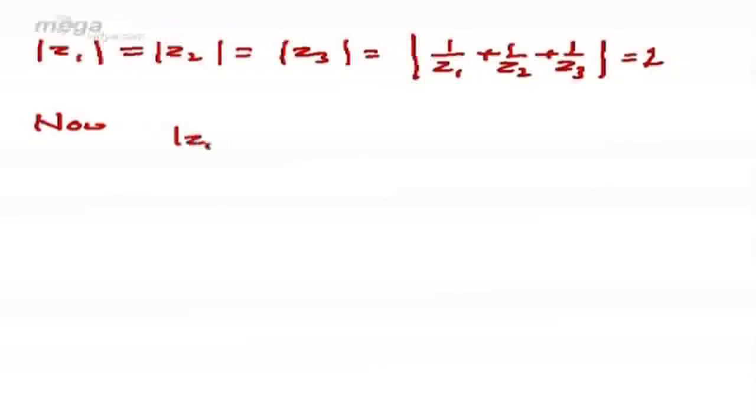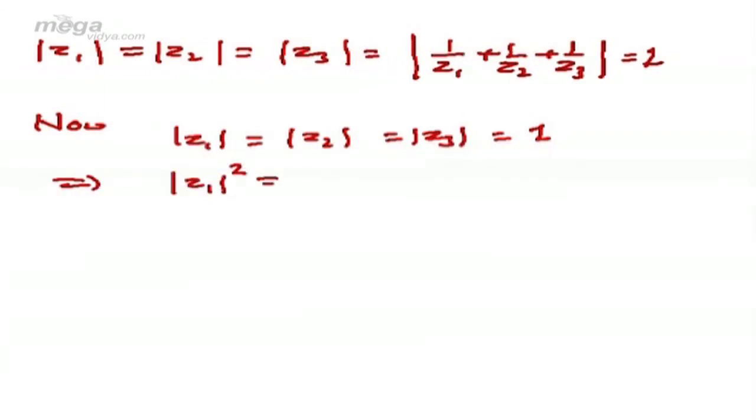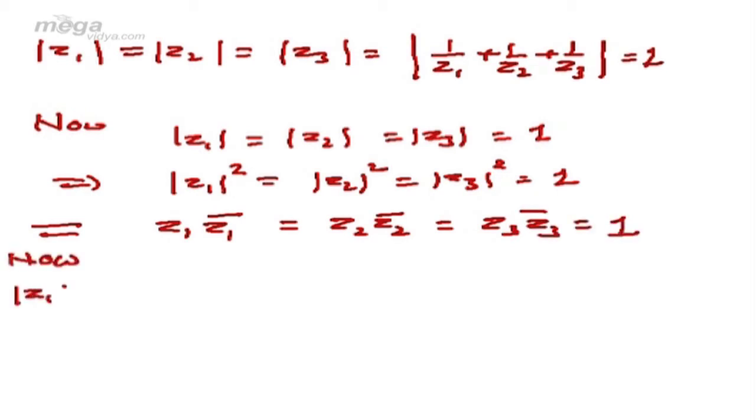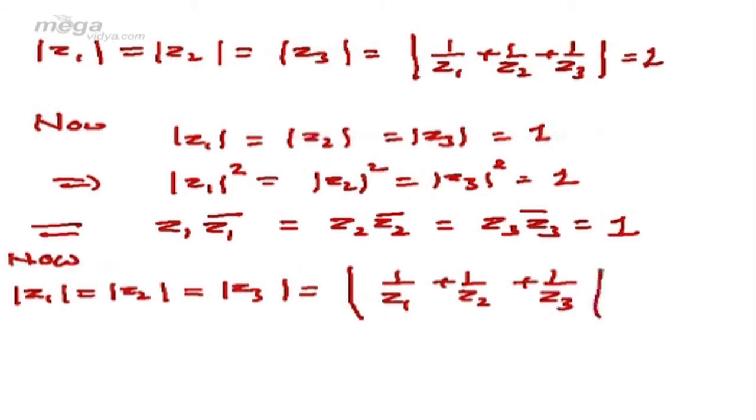Now mod of z1 is equal to mod of z2 is equal to mod of z3 is equal to 1. If we square this equation, we will get mod of z1 square is equal to mod of z2 square is equal to mod of z3 square is equal to 1. This will become z1 z1 bar is equal to z2 z2 bar is equal to z3 z3 bar is equal to 1. Now mod of z1 is equal to mod of z2 is equal to mod of z3 is equal to mod of (1 by z1 plus 1 by z2 plus 1 by z3) is equal to 1.